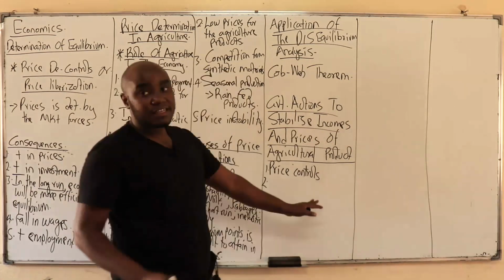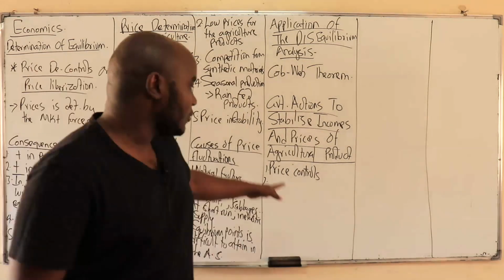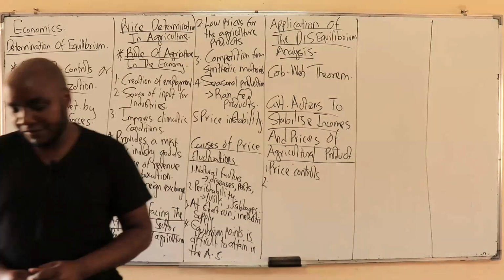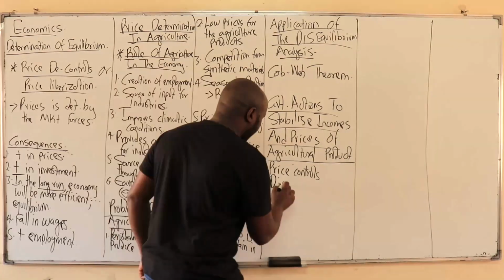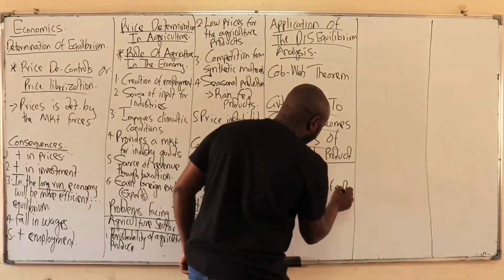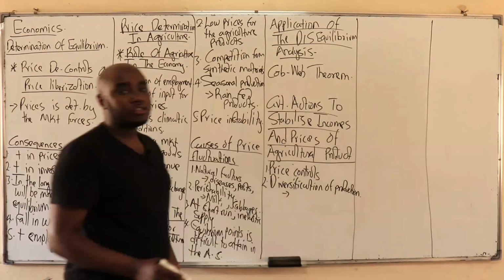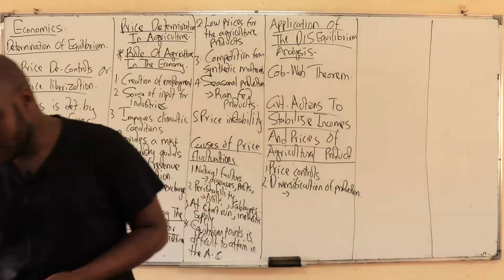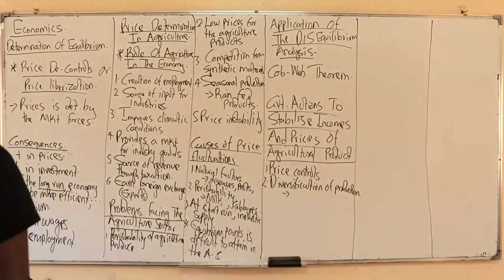We have extensively discussed the price controls. Is there any other need to write anything else? No. Number two is through diversification of production. What is diversification? Diversification is a way of coming up with a different variety of products, that is the crops.